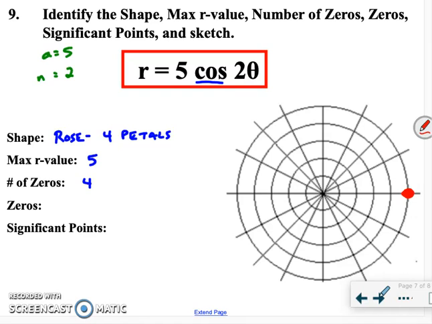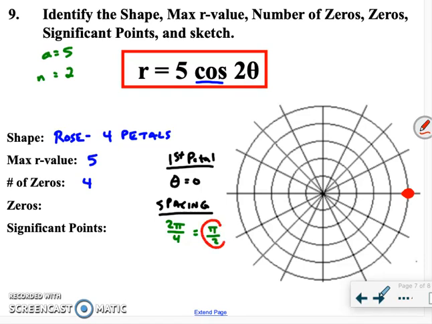So, just like before, let me identify some of this. We said that the first petal, anytime it's a cosine problem, is going to be at theta equals 0. Now we have to figure out our spacing. The spacing angle, if you recall, is a full circle of 2 pi divided by the number of petals, which we've already claimed is 4. Cleaning that up, my spacing angle is going to be pi over 2.